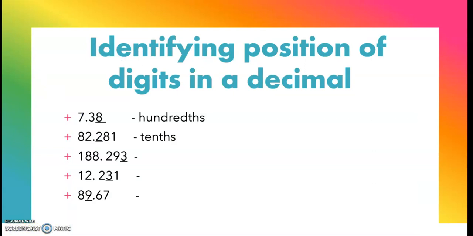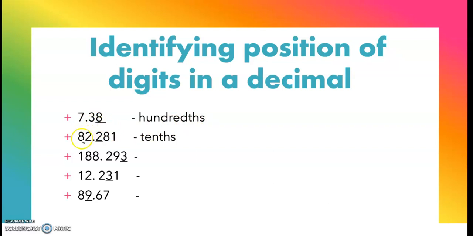Now we need to know how to identify the position of digits in a decimal, and the table shown before will be able to assist you. The first example, we have 7.38. The 8 is underlined, hence it is representing hundredths. Remember, the second digit after the decimal point will be under the hundredths column.